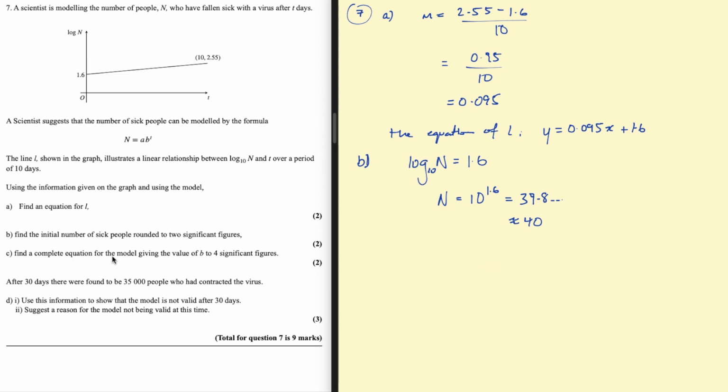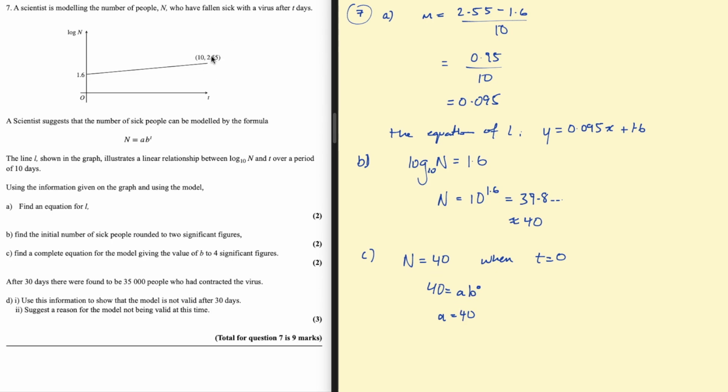Part C says find a complete equation for the model giving the value of b to 4 significant figures. Okay, well, if n equals 40 when t equals 0, that means a equals 40, because we'd have n equal to a b to the power of 0. 40 equals a times b to the power of 0. B to the power of 0 is just 1, so a equals 40. Then we need to find b. We can do that using this point.